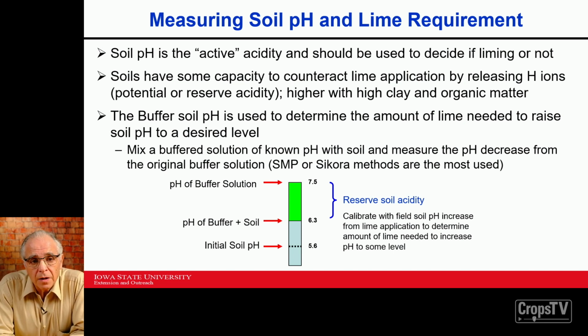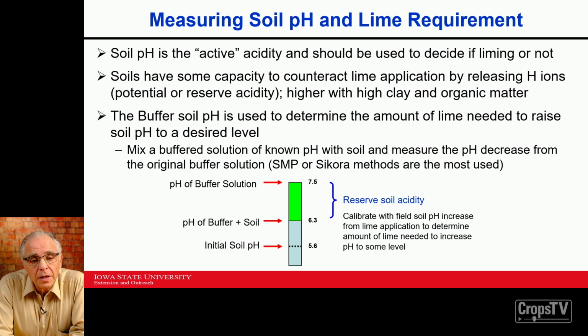Essentially what it is in the lab: you mix a buffered solution of known pH, a very strong buffer, with soil and measure the pH decrease from the original buffer solution. The methods used to be the SMP, doesn't matter what it means, but lately it's mostly the Sikora method that is used in Iowa, but the results are the same. So that little scheme shows how the soil pH, the pH of the buffer, and the pH of the soil plus the buffer solution relate. That green difference is the reserve soil acidity.